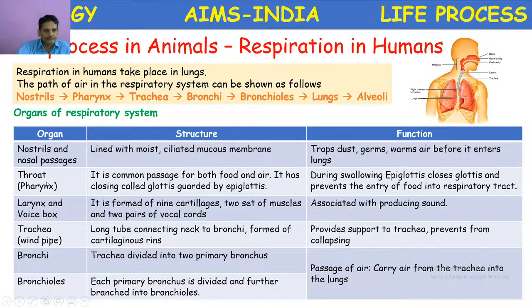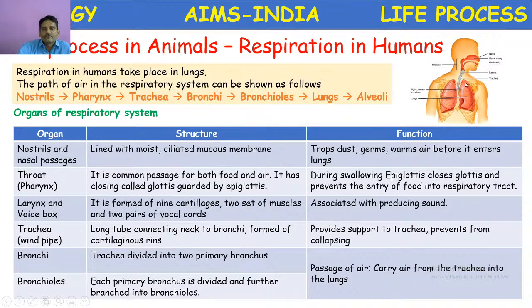Next, the throat or pharynx region. The pharynx is the common passage for both air and food. It has an opening called the glottis. This glottis is guarded by a flap-like structure called the epiglottis. The epiglottis regulates the entry of food and air. During swallowing, the epiglottis closes the glottis and prevents food from entering the respiratory tract.